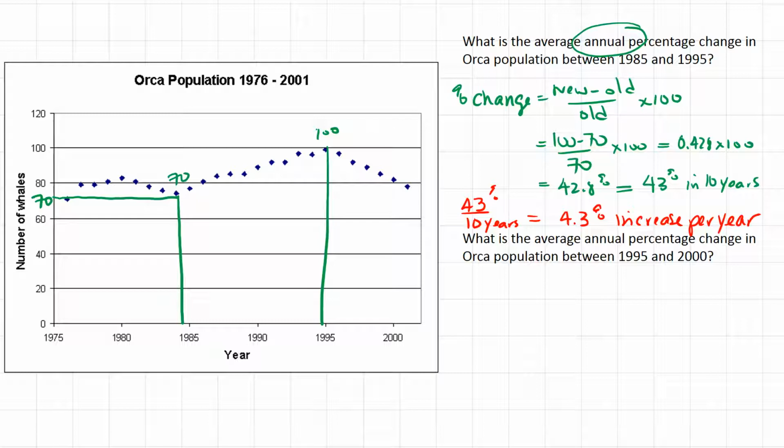Let's do that again now for the second problem, where we take a look at from 1995 to 2000. In 2000, it looks like it was just below 80. So let's make it 79. That's an estimate. So the percentage change is the new value, which is 79, minus the old value of 100 divided by 100 times 100. That equals 21%.